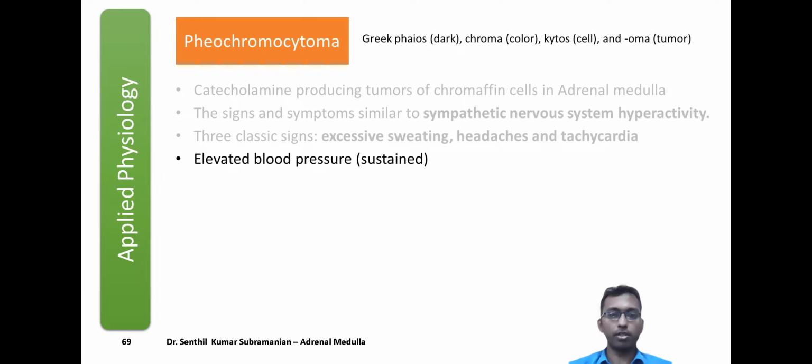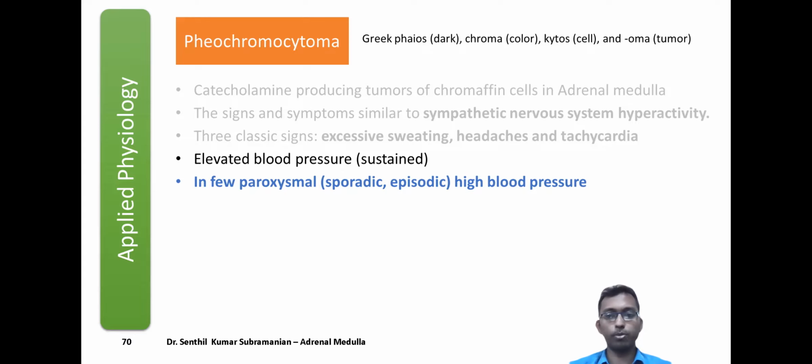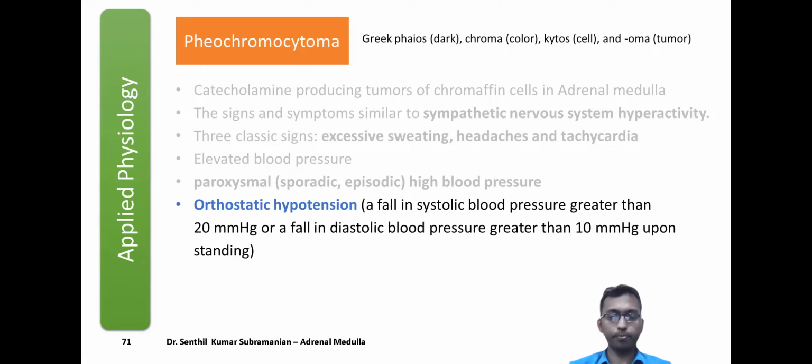There will be sustained elevated blood pressure in the case of pheochromocytoma. But in a few, there is a possibility of paroxysmal high blood pressure. In such a scenario, the diagnosis of pheochromocytoma will be difficult. In these patients, orthostatic hypotension is also found. That is, when a person tries to stand from the supine position, they will have a drastic fall in systolic and diastolic blood pressure, called orthostatic hypotension.